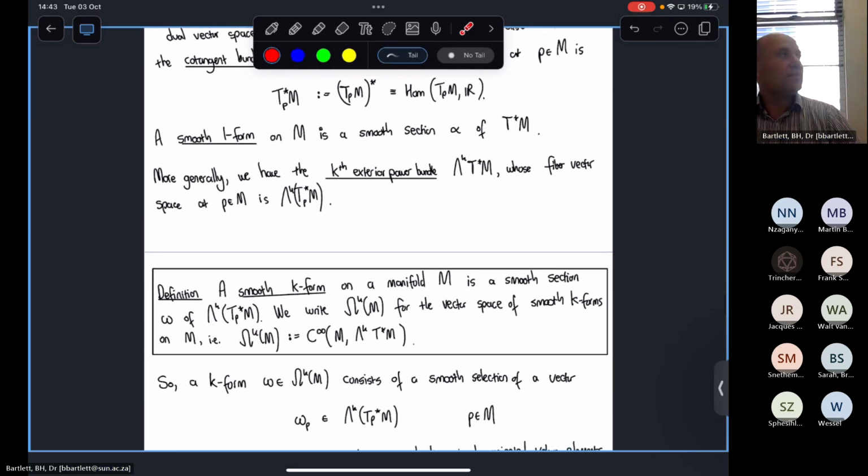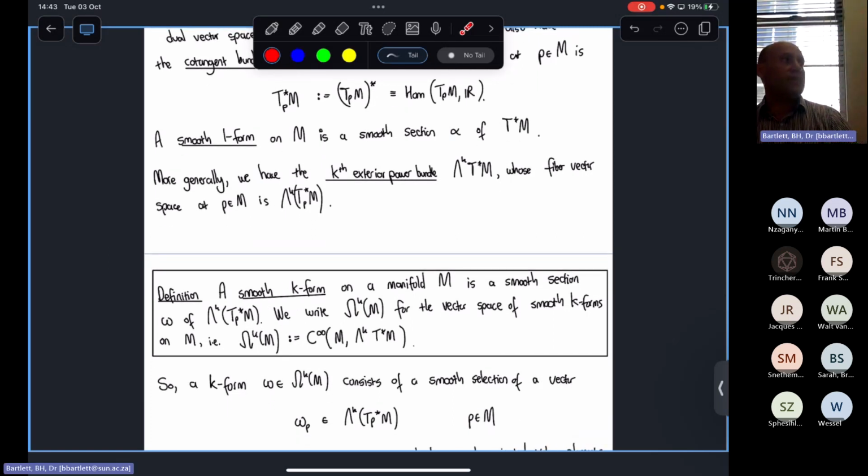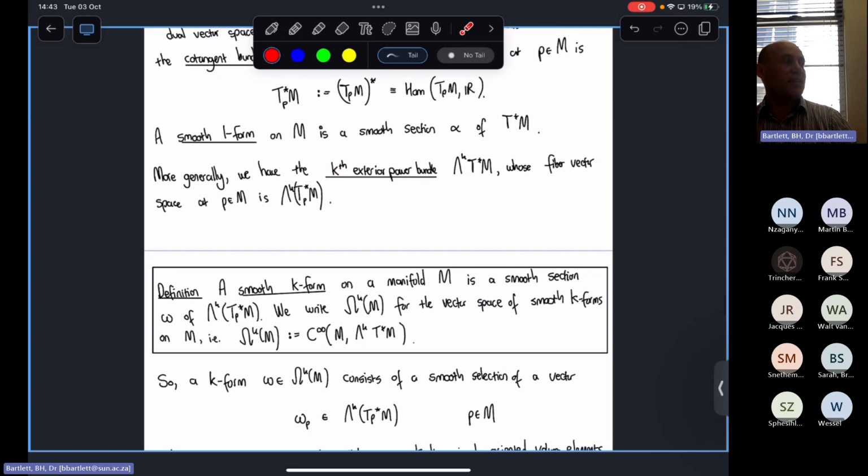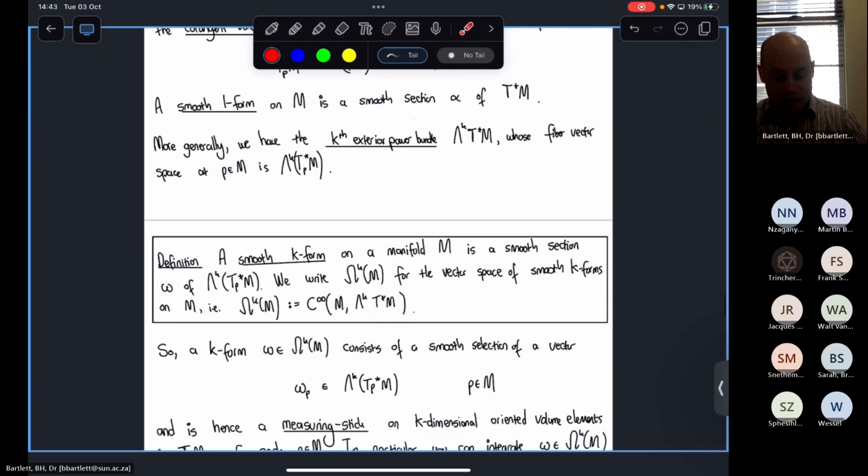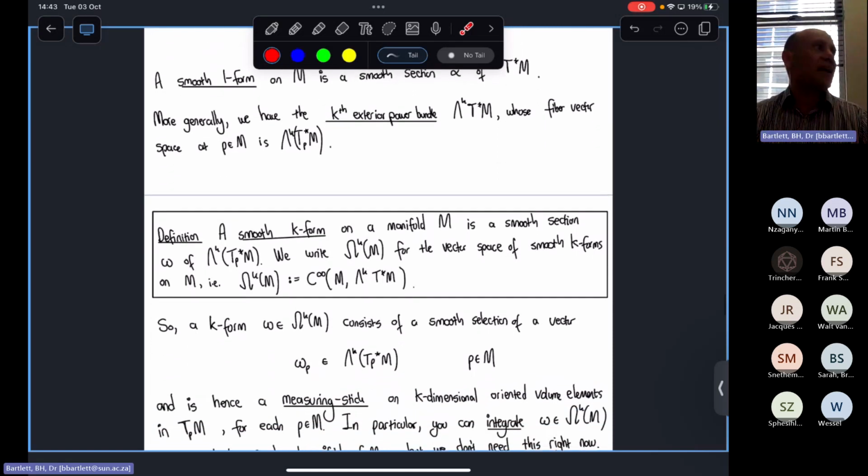Okay, so just to revise here. A k-form consists of a smooth selection of a vector in the kth exterior power of the cotangent space at every point. And it's hence a measuring stick on k-dimensional oriented volume elements in the tangent space, right? Because given one of these, it's going to output a number at every point.